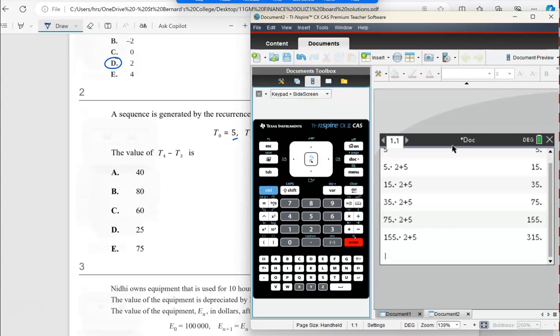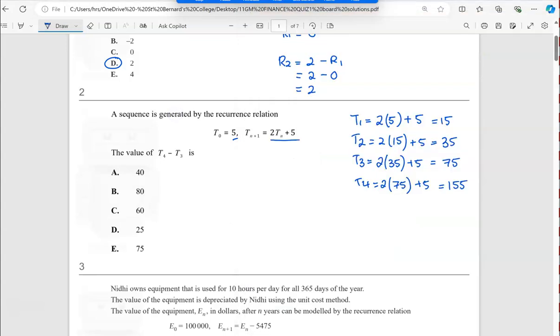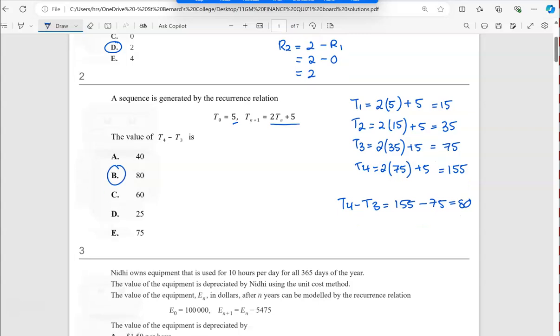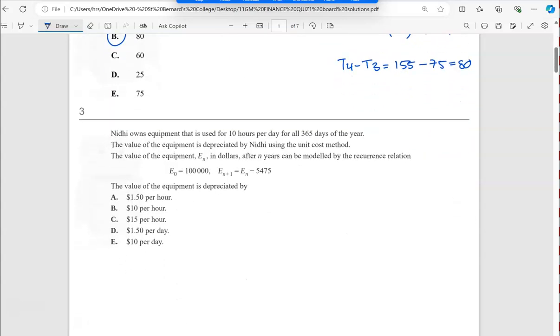So you can see the question actually said to do T4, which is 155, minus T3, which is 75. So you get 80. Okay, so you can see if I did T4 minus T3, that's 155 minus 75, which equaled 80. So we get B. Okay? All right, now the next one.